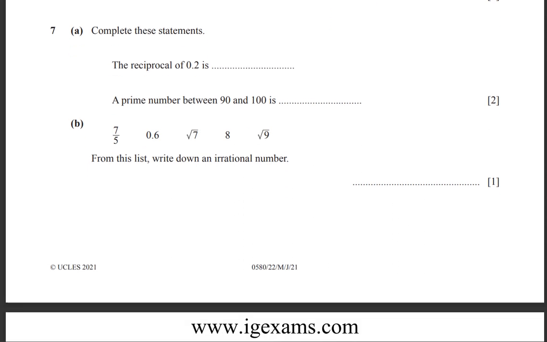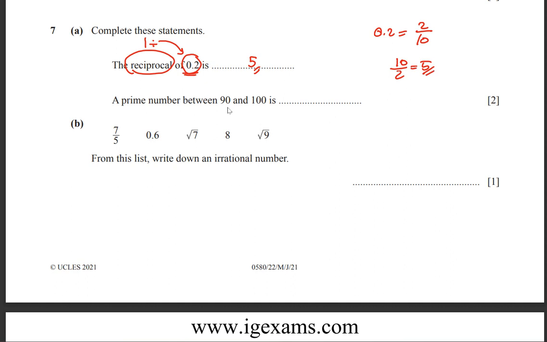Complete these statements. The reciprocal of 0.2. What is the reciprocal of 0.2? You can do it directly with the calculator: whenever he asks for the reciprocal, you do 1 divided by the value he's telling you, and the answer will be 5. If I want to do it by hand, 0.2 means 2 over 10, and the reciprocal of it will be 10 over 2, which is 5.